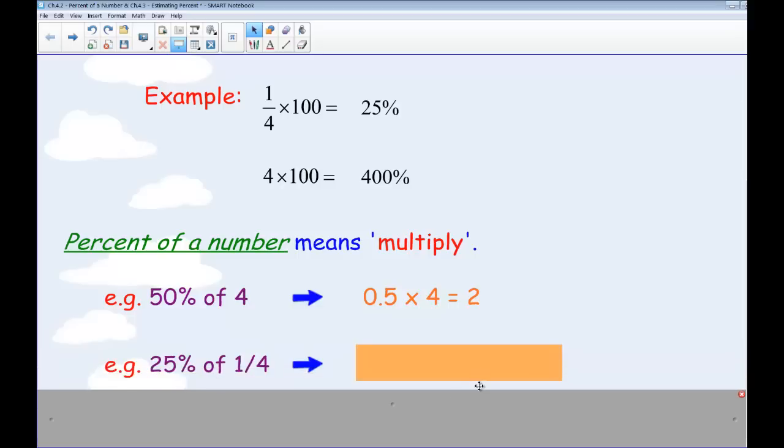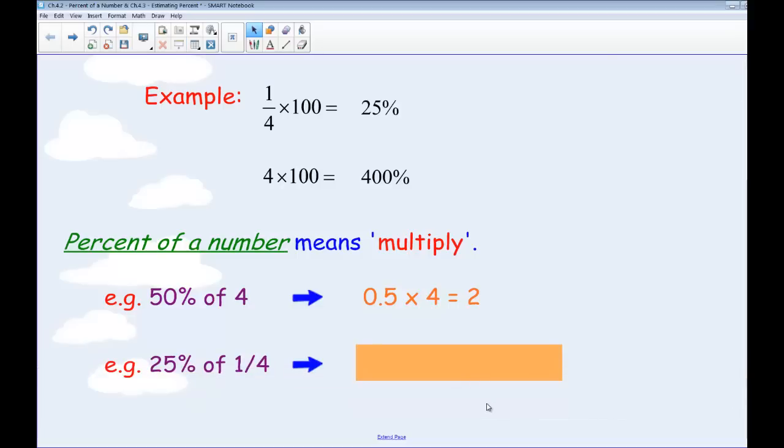Let's take another example, 25% of 1/4. Well, for 25% of 1/4, we would take 25% and change that into a decimal, which would be 0.25. Multiply that by 1/4. Alternatively, you can think of it as a quarter, which is the same as 0.25, times 0.25. Therefore, we would get 1/16.